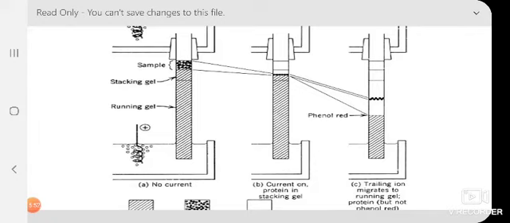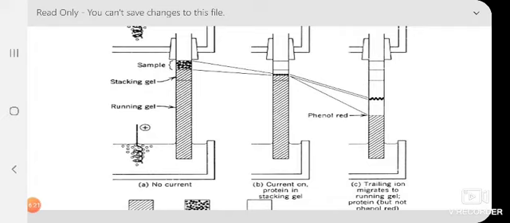What will be the leading anion? Chloride. Chloride will run fast because it is more electronegative. Who will be in between? Our protein sample will be in between, and the trailing anion is the glycinate anion. So you are seeing there are three anions and one positive. Tris is positively charged, and all three anions are negatively charged and running with different velocity.